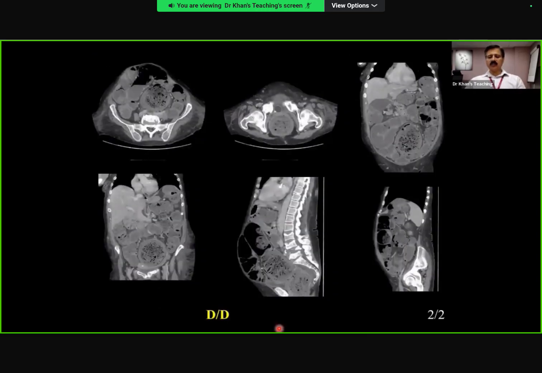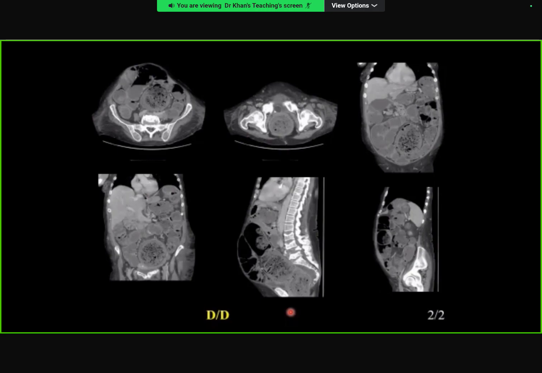So this is the CT scan. Unfortunately, I have not given you the recto-anal canal junction. Having said that, everything is dilated. There is no pneumoperitoneum in this case. What will be your conclusion?